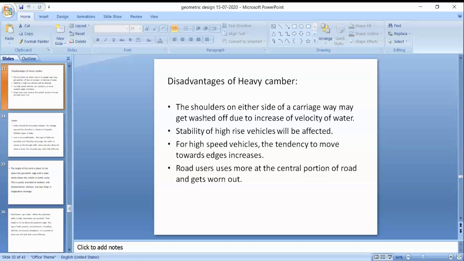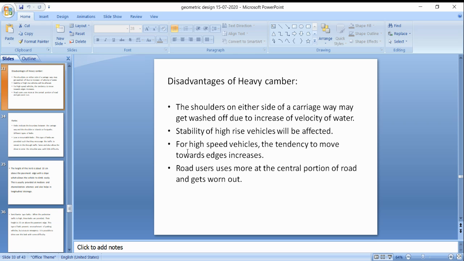These are the cambers of different types. If you provide a heavy camber, it is very steep. So what is the disadvantage of that? The shoulders on either side of the carriageway may get washed off due to the increased velocity of water. If it is steeper, the water on the road will wash off the road, and due to the velocity of water the road will be worn out.